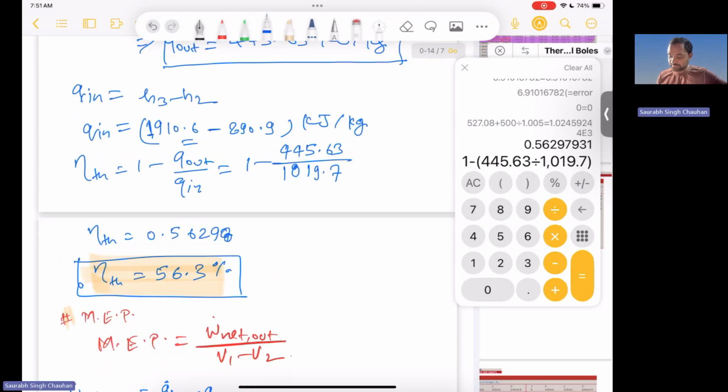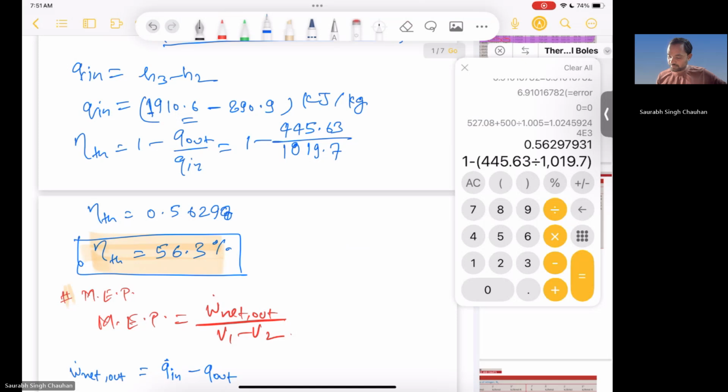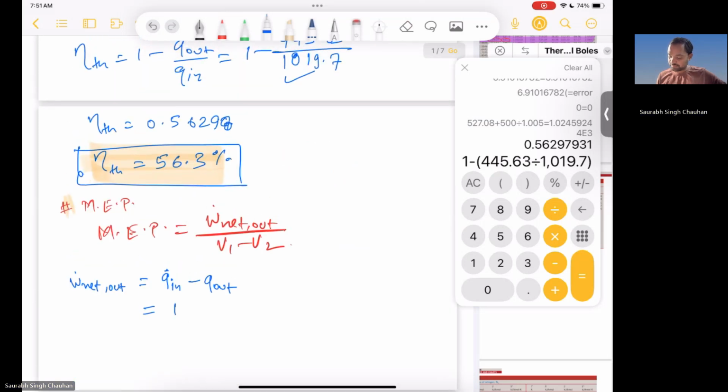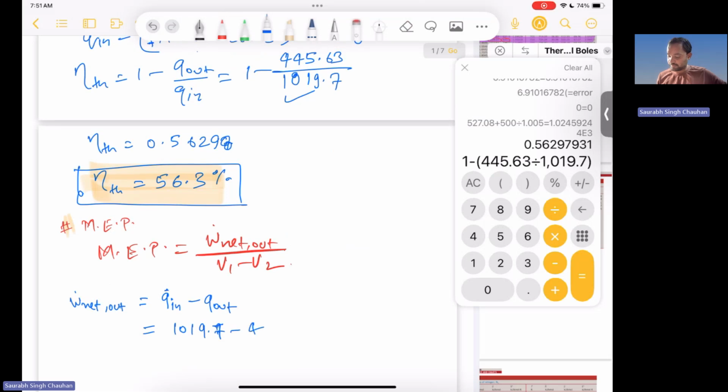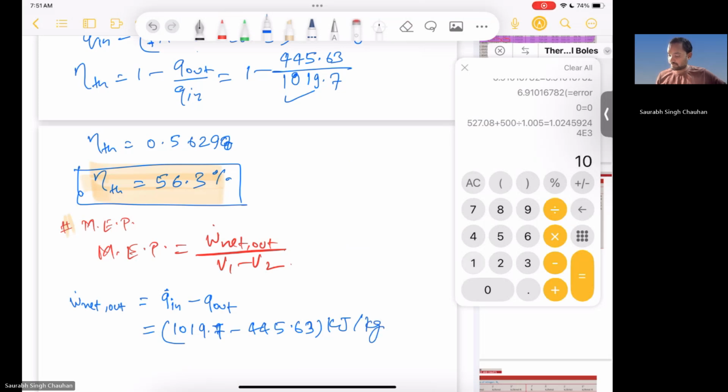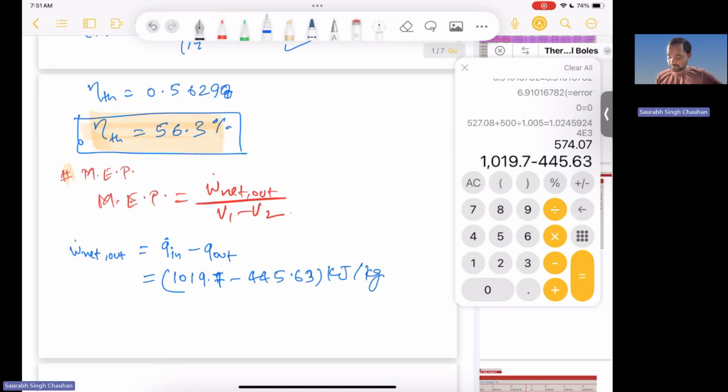So what is Q in? This is Q in, 1019.7. And Q out is 444.63. It's coming out to be 574.07.